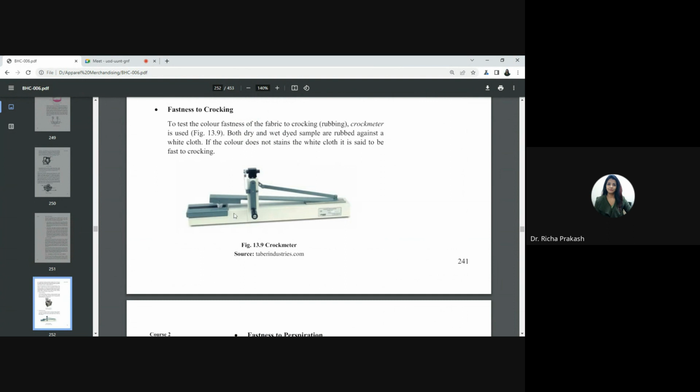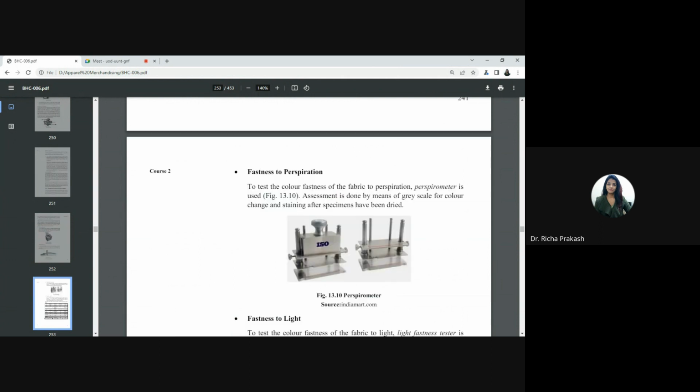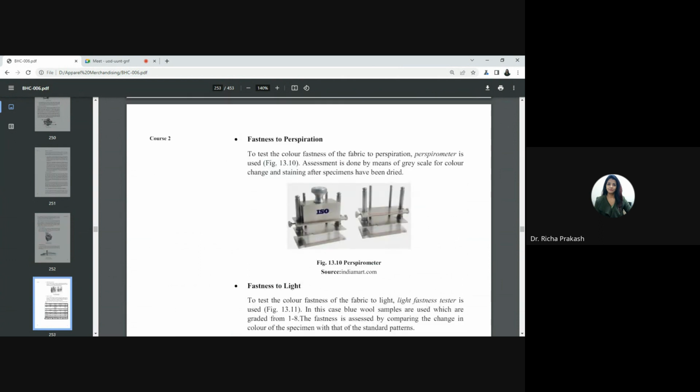It's called a crock meter. So here what happens is you place a fabric at this part, and there is a very small metal rod kind of thing, a smooth rod. And once you start this crock meter, this will start rubbing on the fabric. So you do it for a few minutes and then you see. If the color fades from that particular place, that means the fabric is not very good towards color fastness. Similarly, you can test for perspiration.